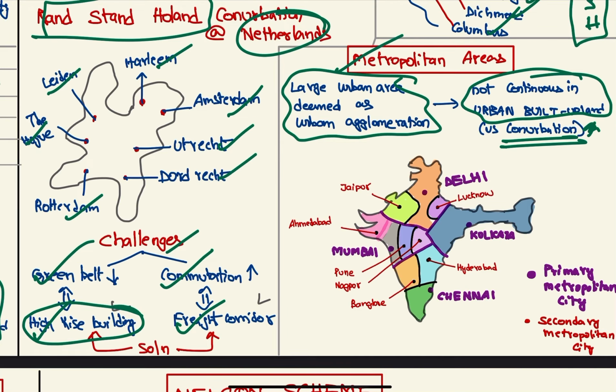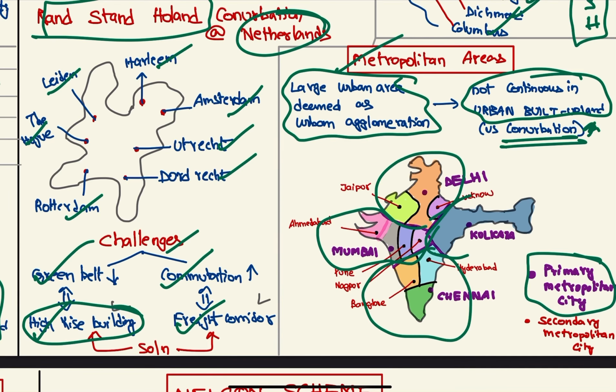In India, we have the four primary metropolitan cities, which are Delhi, Mumbai, Chennai, and Kolkata. This is the Delhi metropolitan area. This is the Mumbai metropolitan area. This is the Chennai metropolitan area. This is the Kolkata metropolitan area. Within Delhi, we have the Jaipur area here and the Lucknow area here. In the Mumbai one, we have the Ahmedabad area here, Nagpur area here, Pune area here. Here, we have the Hyderabad area and the Bangalore area. So these are the metropolitan areas of India.